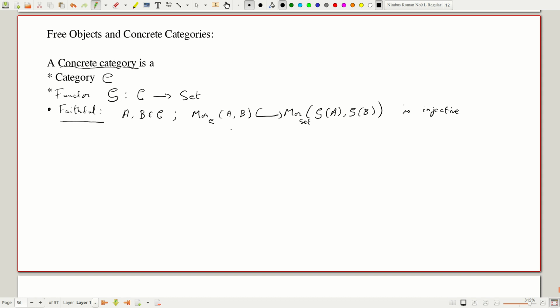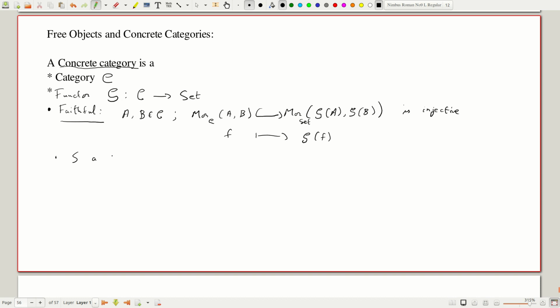So this map, remember, is going to be f maps to some S of f. That is, given a functor, you have a map on morphisms. So if you simply look at the underlying map on sets, that will also be injective. So in this context, I can of course define free objects.